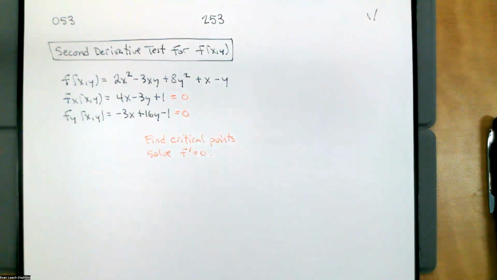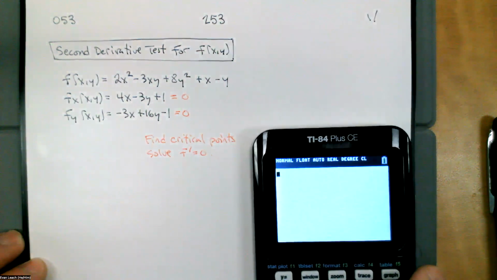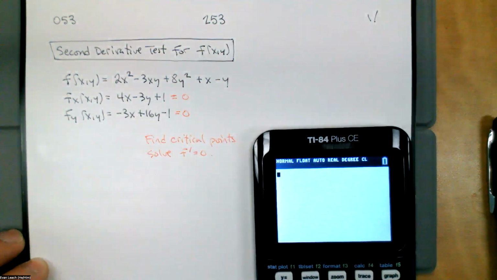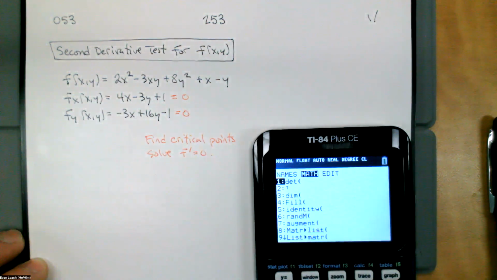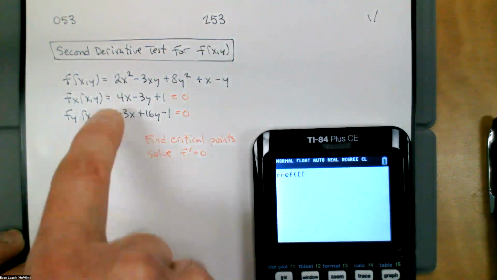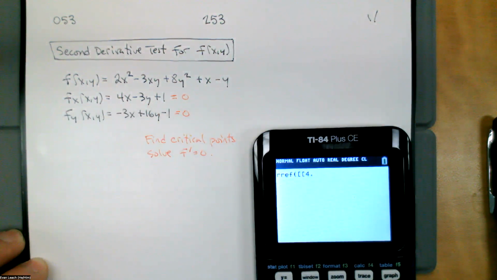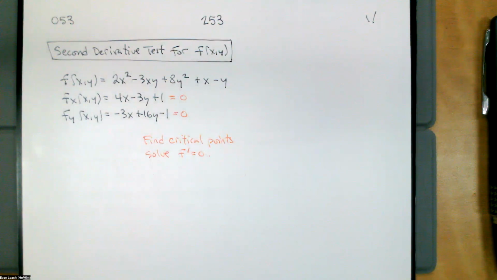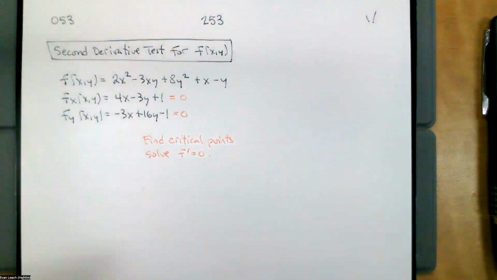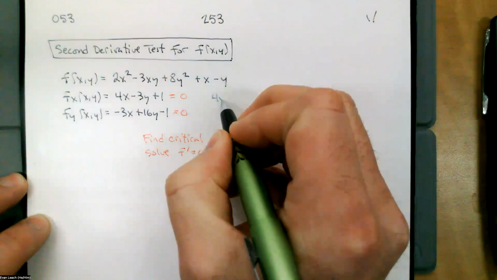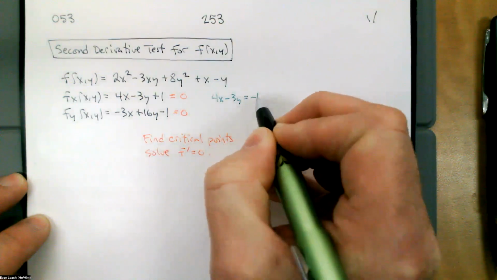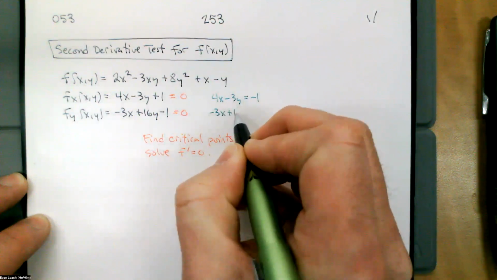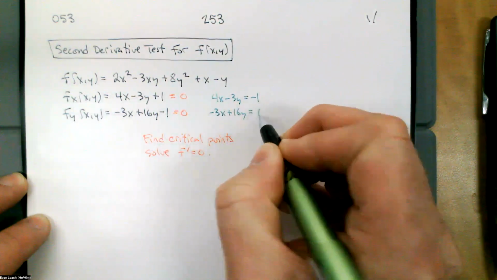The way I chose to solve it is to use a matrix because I had a calculator sitting right next to me. I just put in each row of the matrix, 4, -3, and I put the 1 on the other side to make the augmented matrix. So I'm looking at this linear system: 4x minus 3y equals -1, -3x plus 16y is equal to 1.